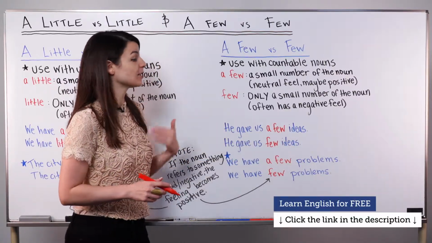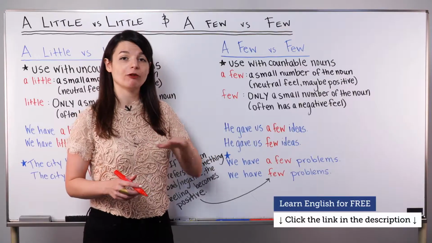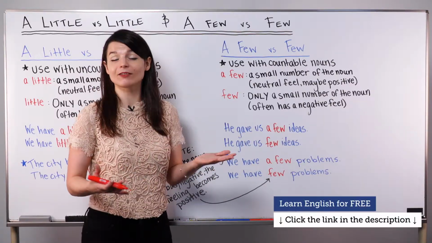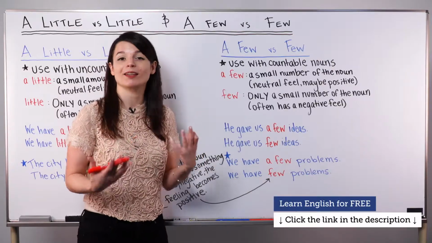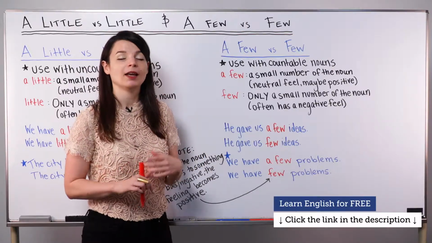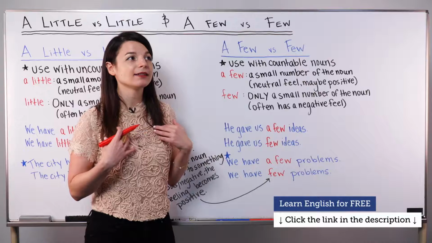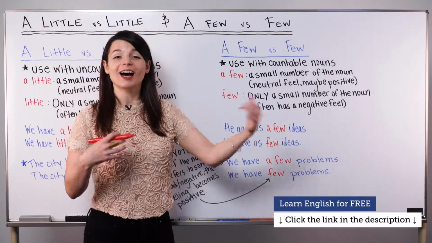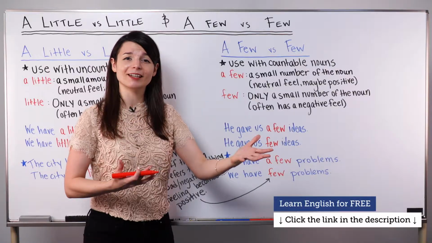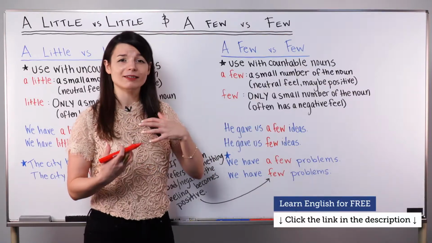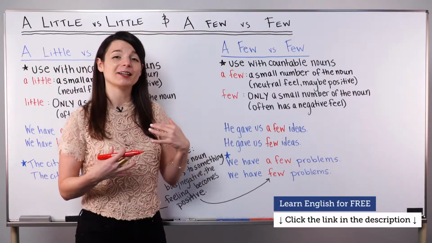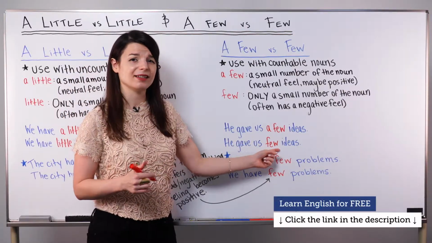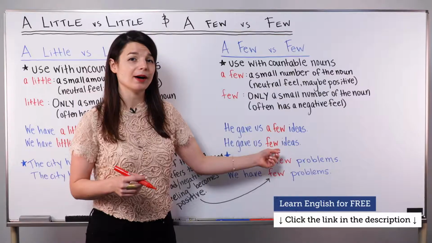So he gave us a few ideas, a general fact, just a simple statement. Or if I'm excited, I could say, he gave us a few ideas, like I sound happy, I sound positive about that. If, however, maybe I had some expectation, like this was a really creative person, I expected lots and lots and lots of ideas, but he didn't give us a lot of ideas, I want to communicate that. I can say, he gave us few ideas.